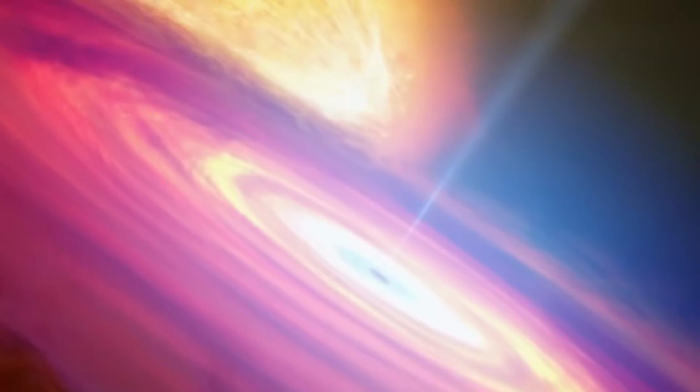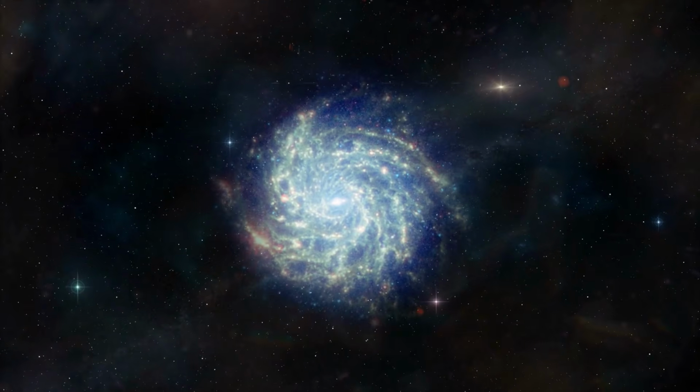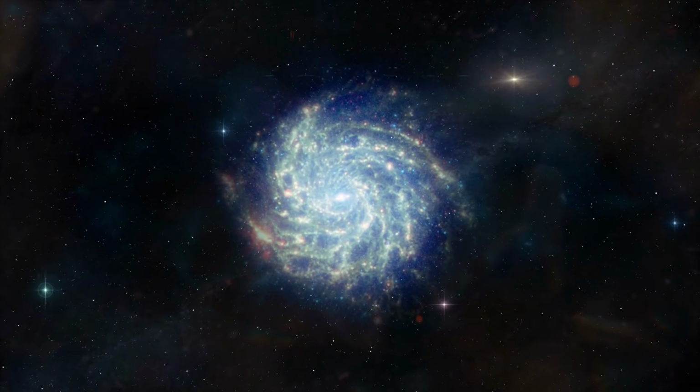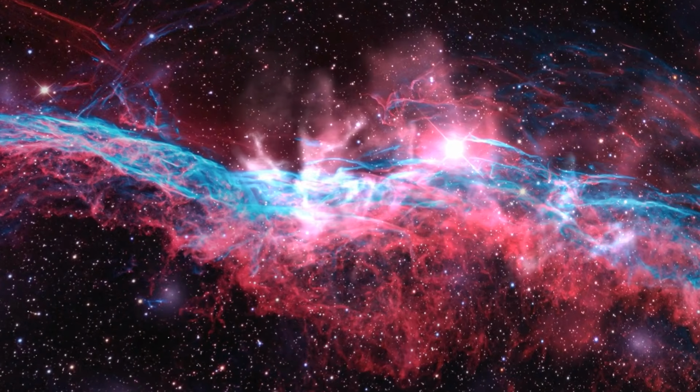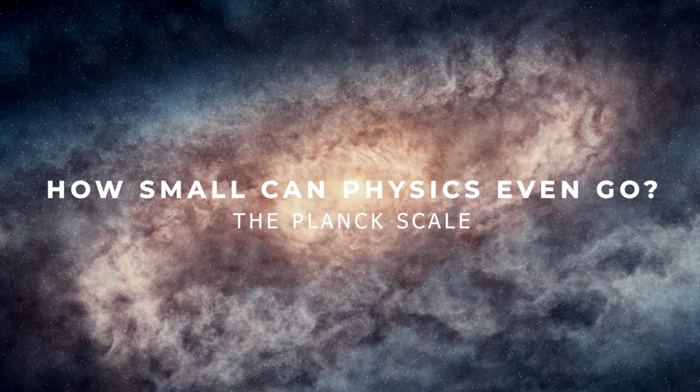Why do particles have the masses they do? Why do quarks and leptons exist in 3 generations with similar properties but different masses? Why is the universe dominated by matter rather than antimatter? How small can physics even go?